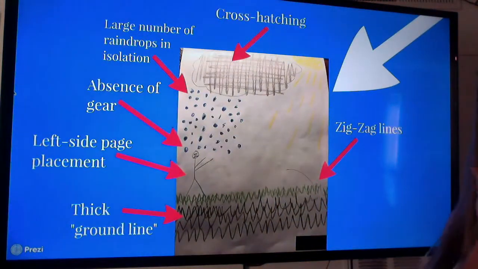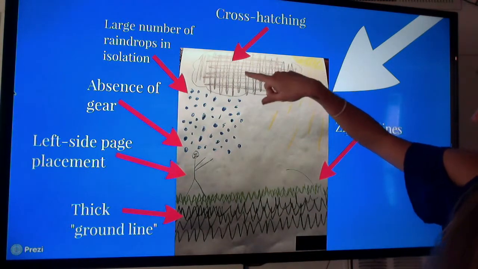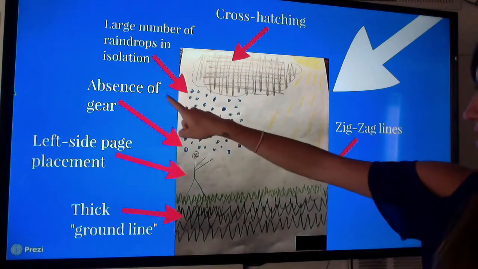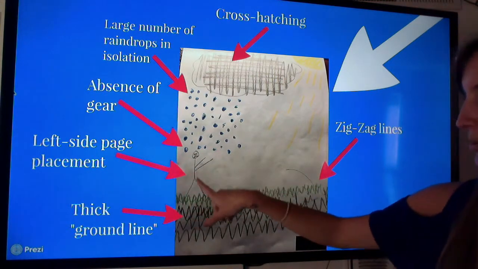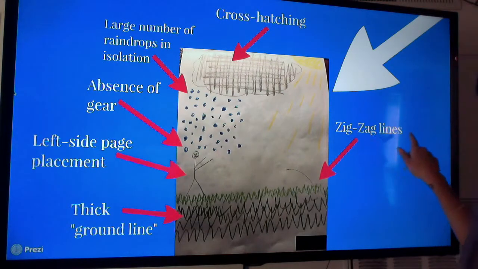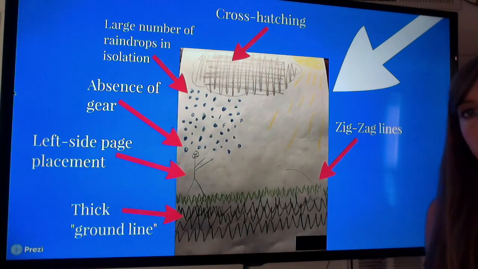Here's an example of one of those art therapy prompt responses. So this person included a lot of cross-hatching, a large number of raindrops in isolation. Their subject had an absence of gear, the left side page placement, the thick ground line that they chose to draw, and the zigzag lines are all indicative of specific negative behaviors that are outlined on that rubric.